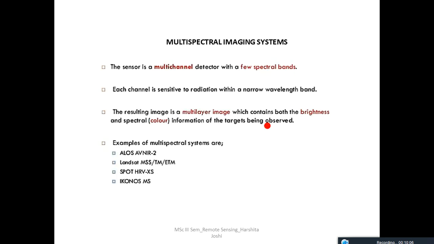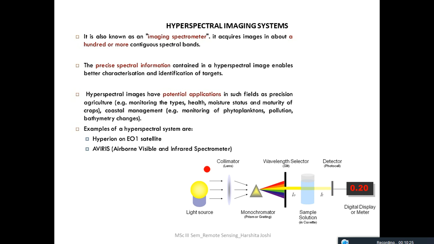Then we talked about multispectral images, where we understood that we take a multi-channel detector, and different layers are put one upon another depending upon the narrow wavelength band that is used. We also discussed the examples of the multispectral systems. Then we talked about hyperspectral imaging system. In this, more than 100 contiguous spectral bands can be identified, and these are used to give precise spectral information and are very useful in understanding coastal environment and agriculture. And then we also understood the examples of hyperspectral system.